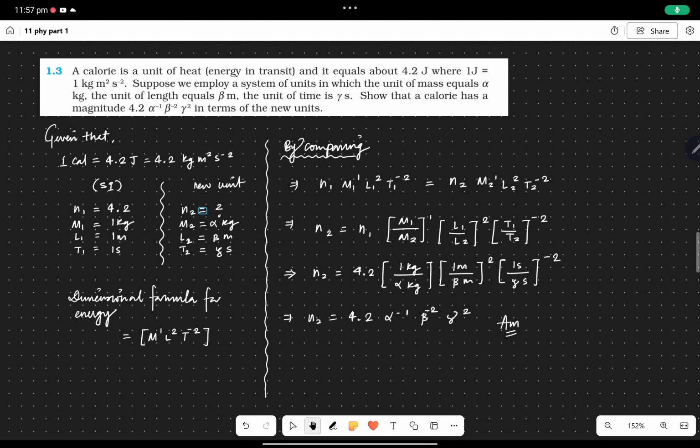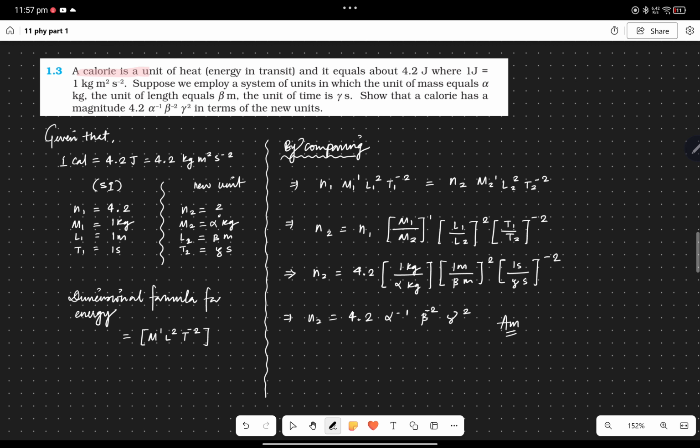So we have question number 1.3, class 11th, and the chapter is Units and Measurement. In this question, what they have asked is that there is a calorie, and the unit of the calorie is joule, and it is also written in SI unit as kg meter square second minus 2, right?